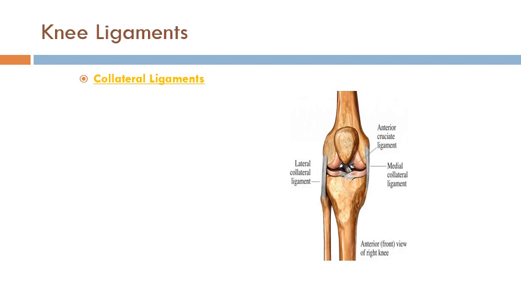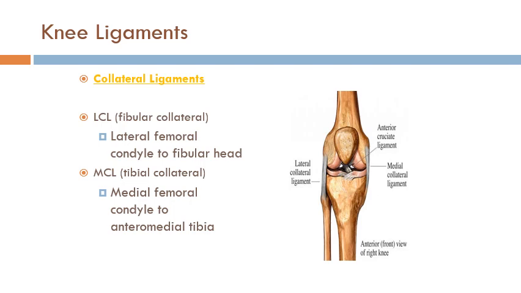commonly get sprained. So the collateral ligaments, we'll look at those. We have the LCL, also known as the fibular collateral ligament. The reason it's called the fibular collateral ligament is because it has one attachment on the head of the fibula, and then it goes to the lateral femoral condyle. So you see the lateral collateral ligament on the lateral side of the knee, and then on the medial side, you have the medial collateral ligament. You see the medial collateral ligament goes from the medial femoral condyle to the anterior medial tibia.